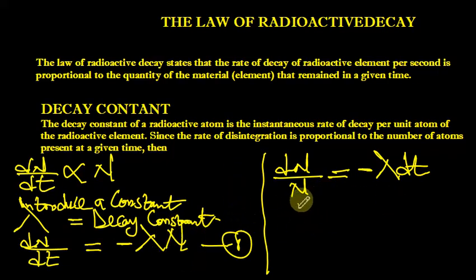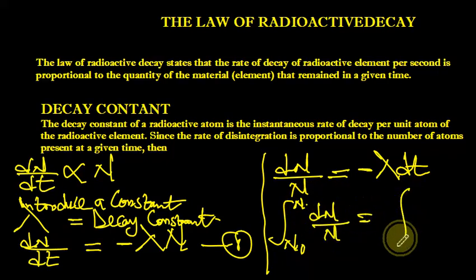If we integrate both sides, you are going to have the integral as you move from N naught, the initial count rate or initial number of atoms, to N, of dN over N, equals the integral again as you go from 0, the initial time, to t of minus lambda dt. So let's go to the next page.